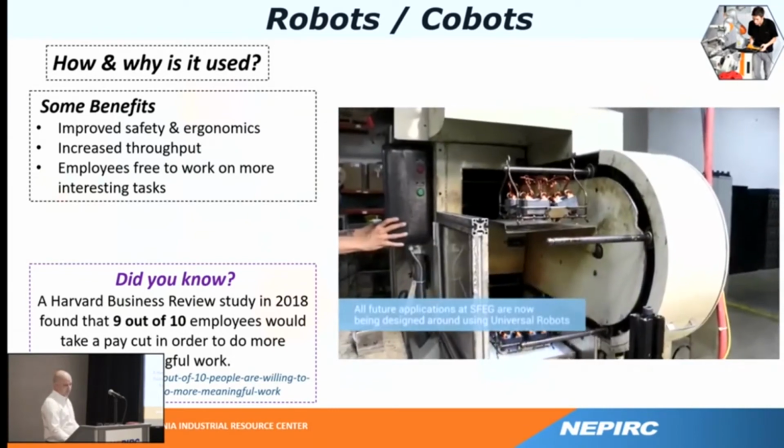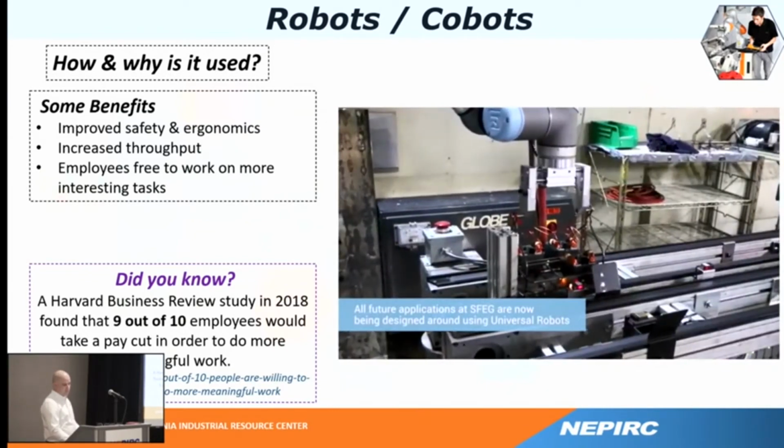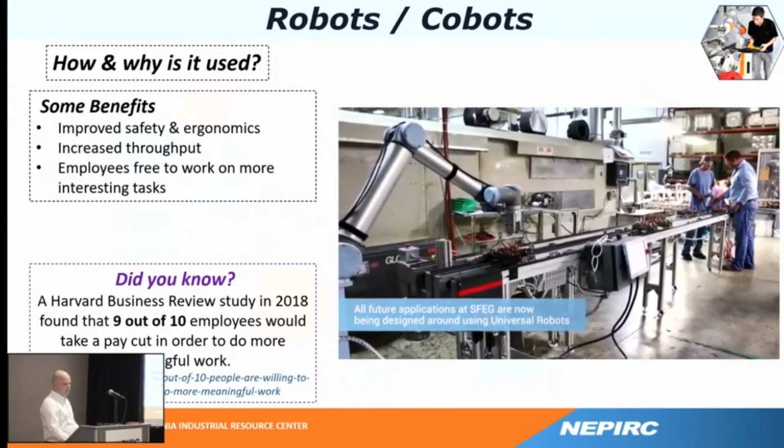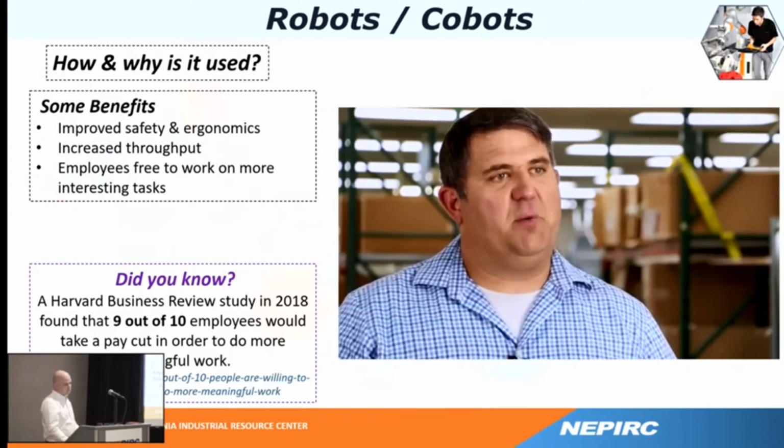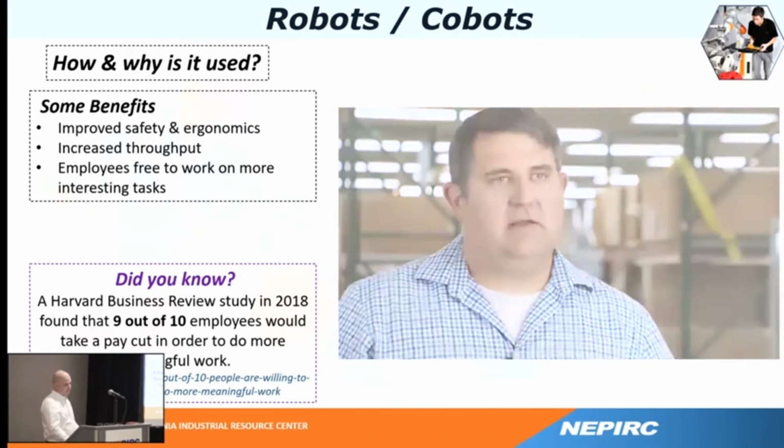Some of the future applications we have is we're looking at everything that we're designing now new and making sure that we can assemble it with a robot. So we're looking at all of our design work and saying, if we can't put that together with a robot, we've got to go back to the drawing board and try again.